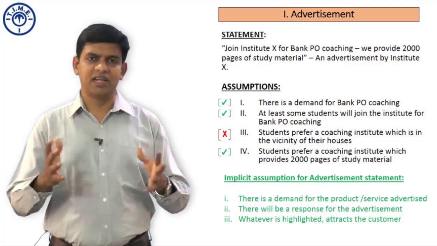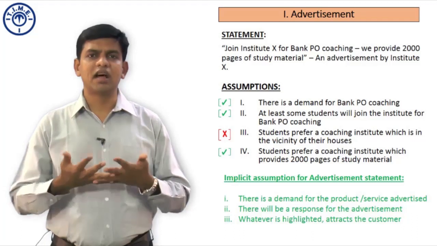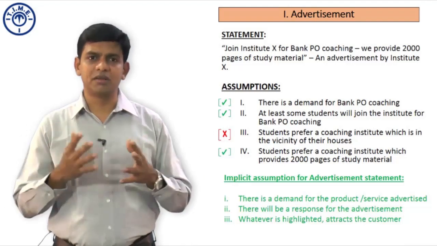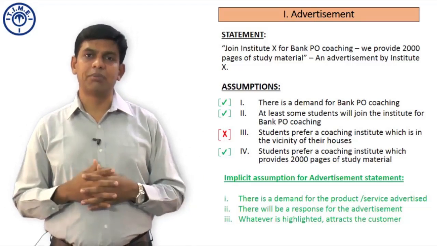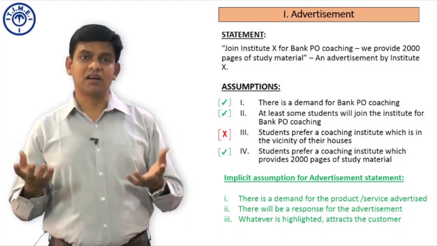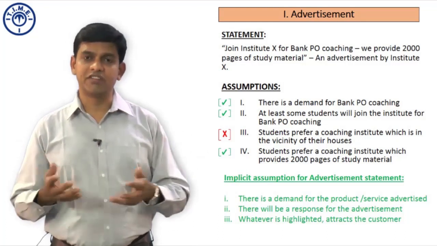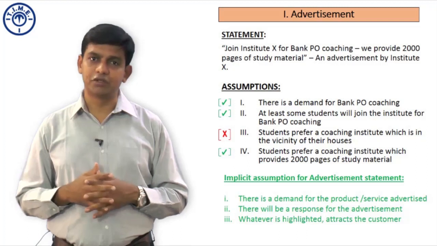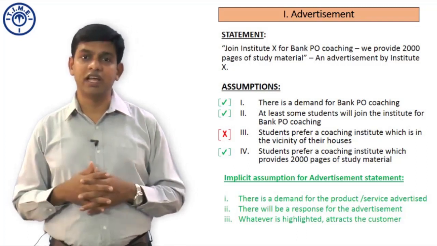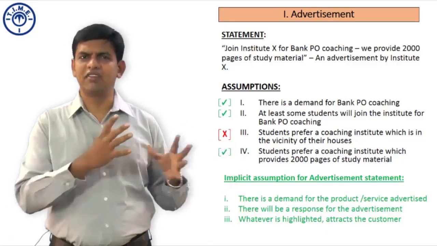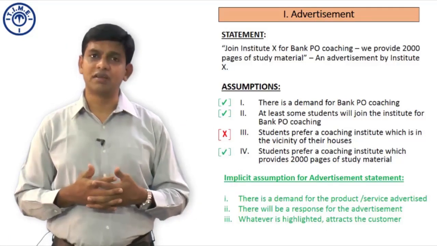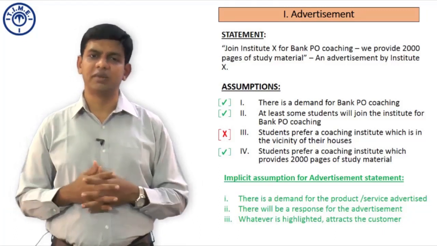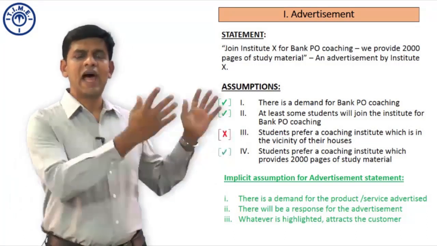Given this statement, the examiner might give me assumptions. For understanding all the types of assumptions, we have just listed down the assumptions here. The first assumption is there is a demand for bank PO coaching. Second, at least some students will join the institute for the bank PO coaching. The third one, students prefer a coaching institute which is in the vicinity of their houses. What is vicinity? Nearby, somewhere which is nearby to their houses. And the fourth assumption is students prefer a coaching institute which provides 2000 pages of study material.